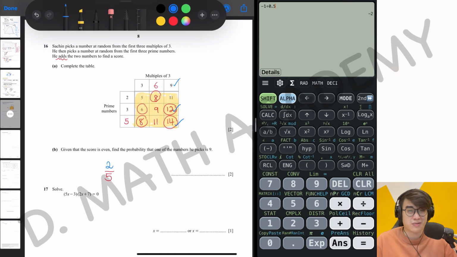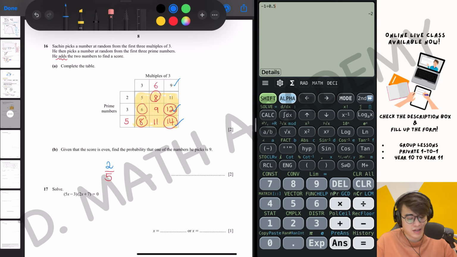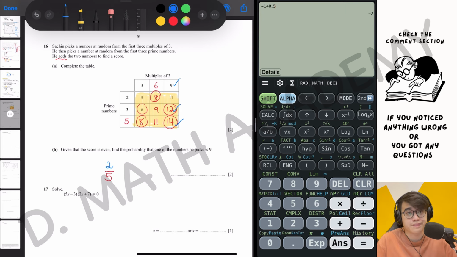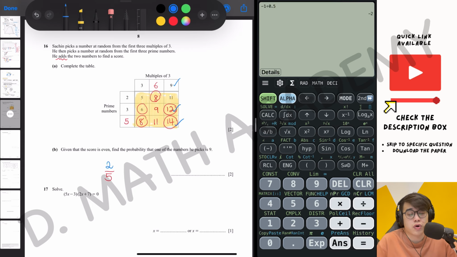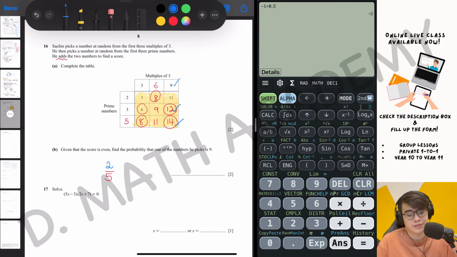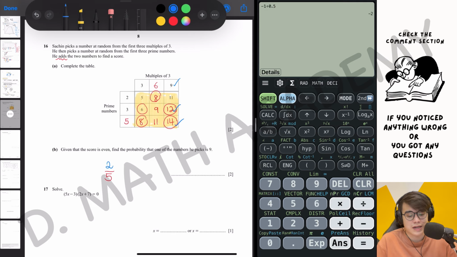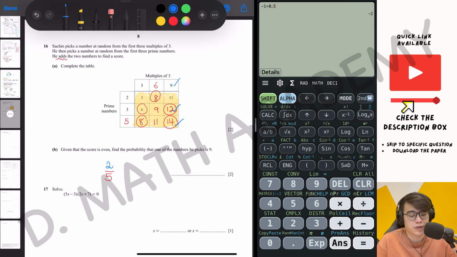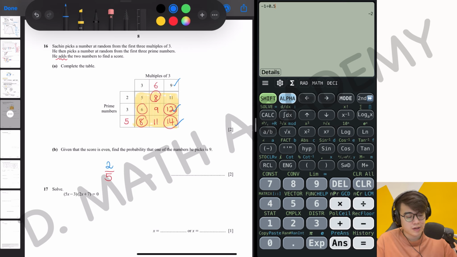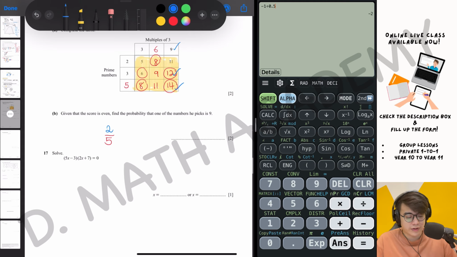This is after a while of thinking, then I noticed it. In exam, if you panic, for sure you will lose these marks here. Let me repeat again. Score is even means that you look at the score sections here. I circle the 5 circles there that represent even numbers. Then for the numerator part, those are the ones that involve 9. So we have 12 that has part of 9 and also 14 that has part of 9 here. Okay, moving on to question 17.